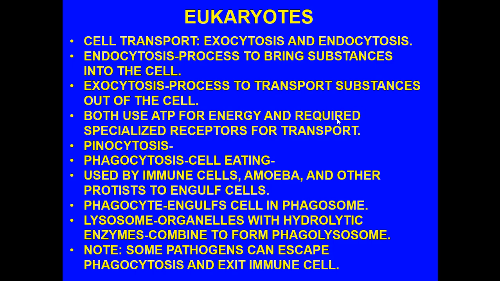Now, the different types of endocytosis include pinocytosis, known as cell drinking, and phagocytosis, which is referred to as cell eating. Basically, you engulf a solid matter, as opposed to pinocytosis, where you're engulfing an amount of a liquid of one type or another. Phagocytosis is well known. We see this with immune cells, with amoeba, and other protists that engulf the cells. When you engulf something, and it's now encapsulated in a membrane-bound vesicle, it's called a phagosome. A phagocyte engulfs the cell into a phagosome.